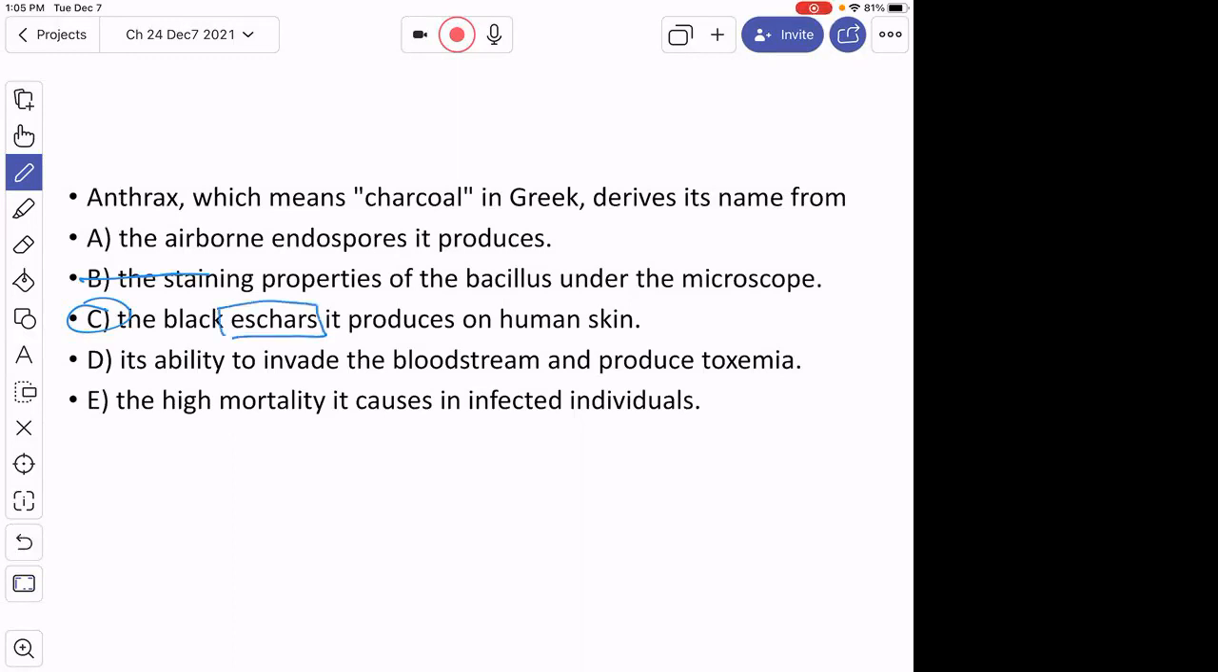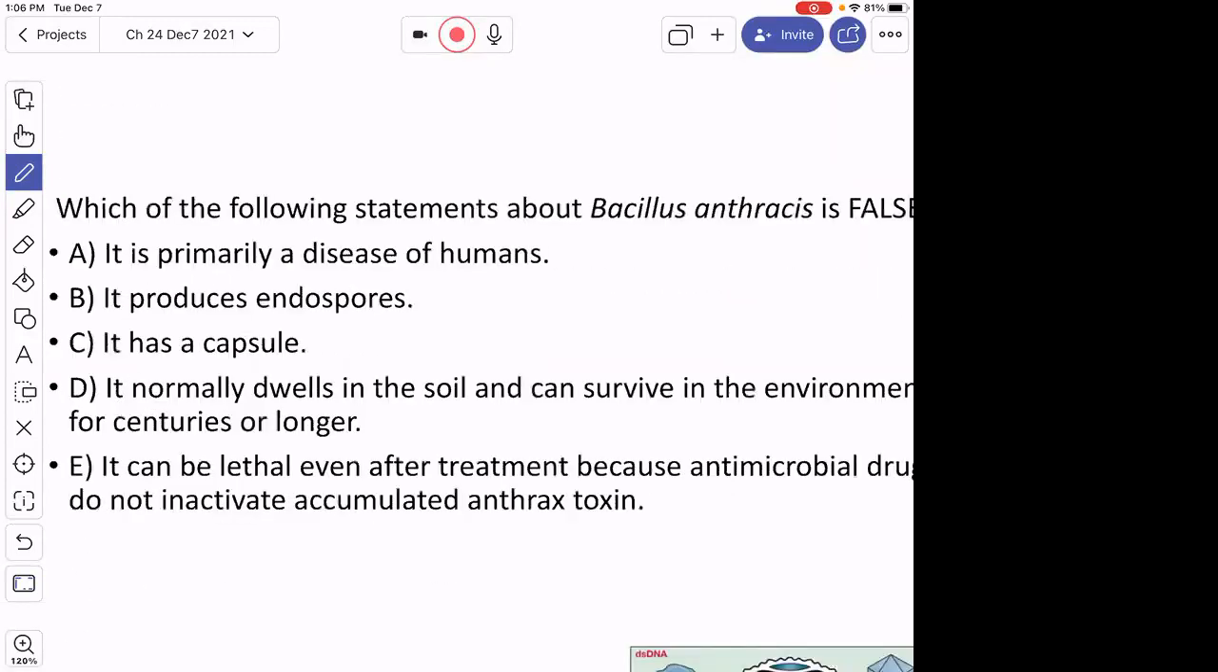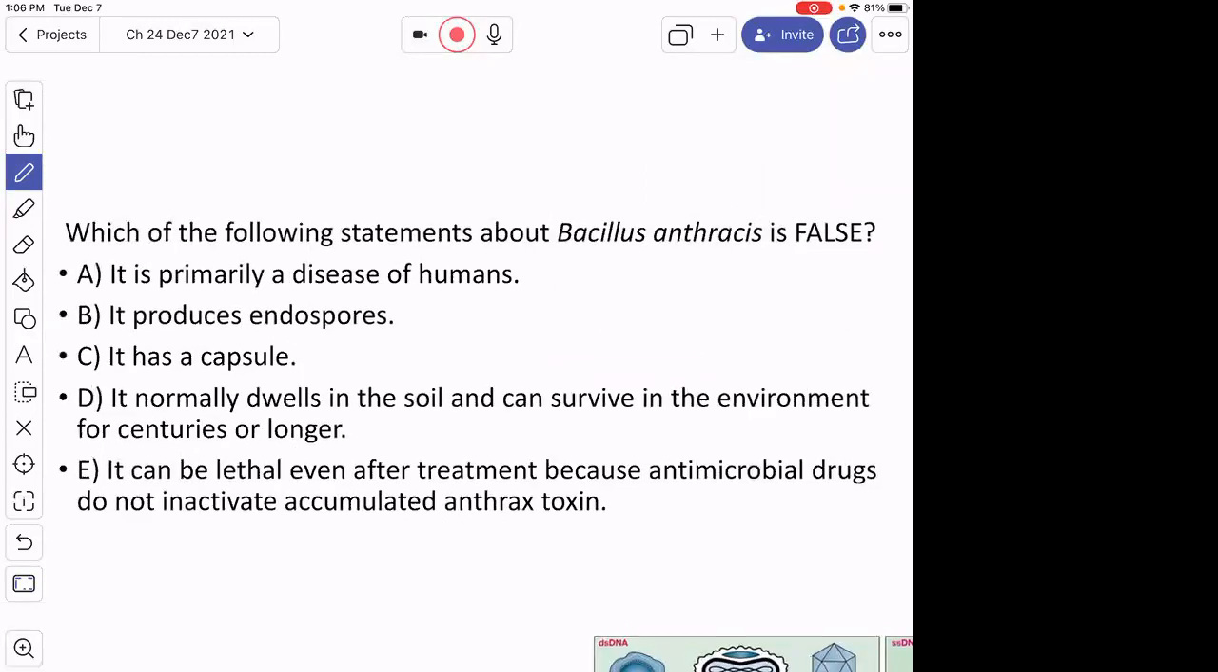So that's a good term to be familiar with, those black scabs that the patient can get from cutaneous anthrax. This is true to some extent. It's the toxins really that invade the bloodstream. Definitely high mortality in infected individuals, but okay, answer C there. One more about anthrax. So which of those is false?